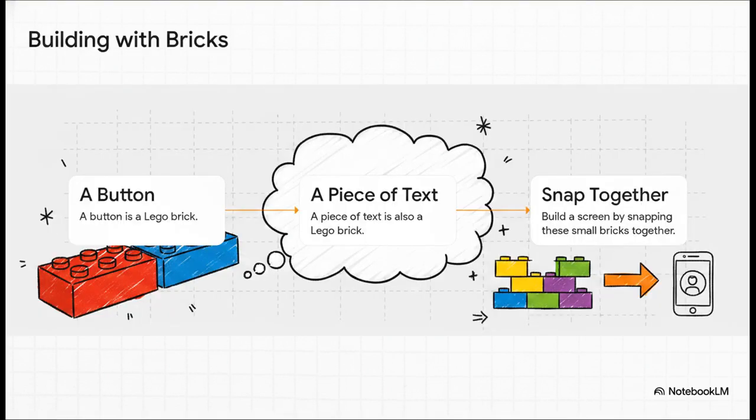So check this out. You need a button on the screen? That's a Lego brick. You need to display some text? That's another Lego brick. You want to add some empty space to separate them? Yep, you guessed it, that's a Lego brick too. You literally build your entire app screen by just snapping these different bricks together to create your final design.